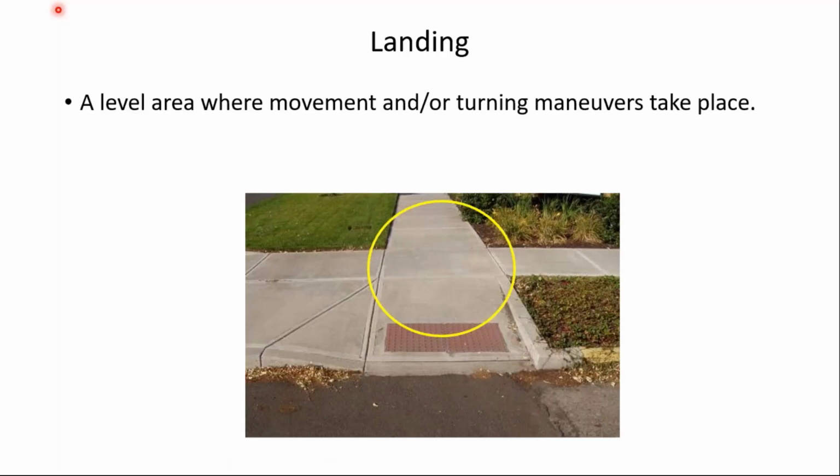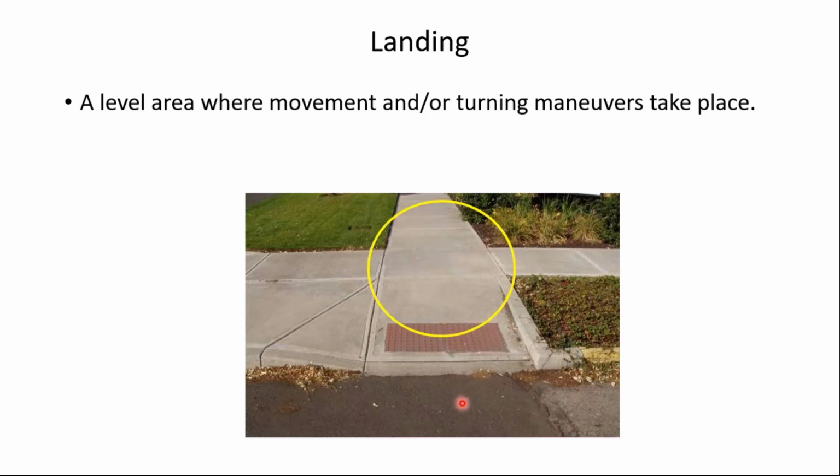Landing. This is the level area where movement and or turning maneuvers take place. And what I mean by that is, notice here we have the street. Let's say someone in a wheelchair is moving from the street to the sidewalk, and they continue on to the sidewalk that kind of exits the photo at the top. They're not turning, but they are moving across that surface. So that surface is a landing.